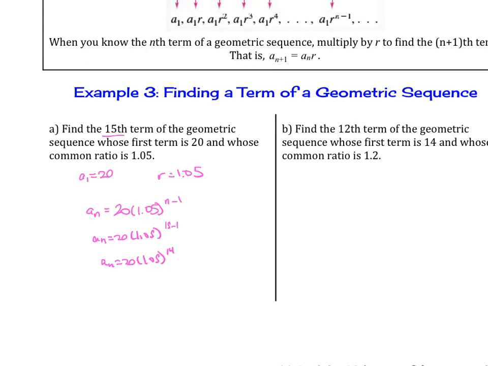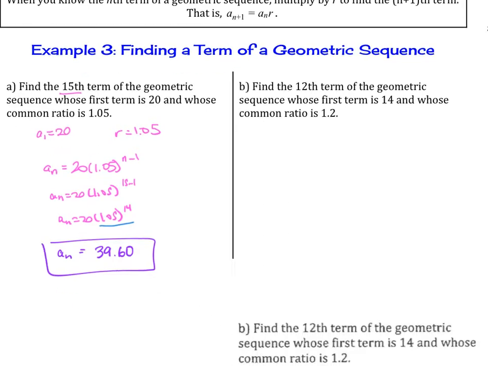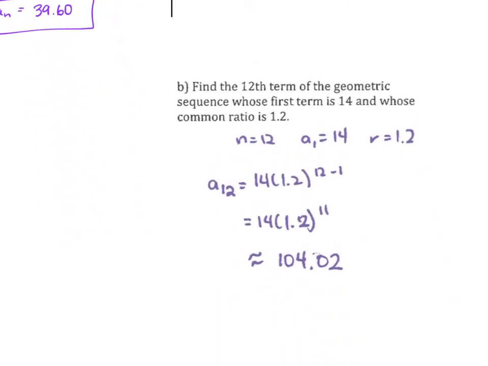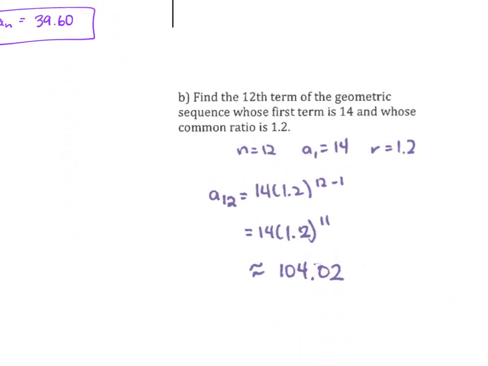And then when you plug it in your calculator, depending on which calculator you use, you might have to find the exponent first and then multiply by 20, or in some calculators you could just plug it in directly as you see it. When you do that, you will get approximately 39.60. So try letter B out. If you tried this out, you should have gotten 104.02.